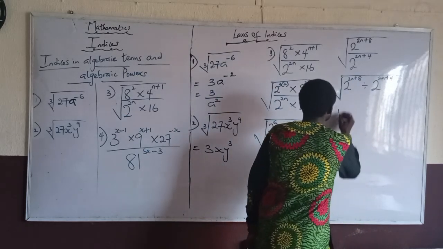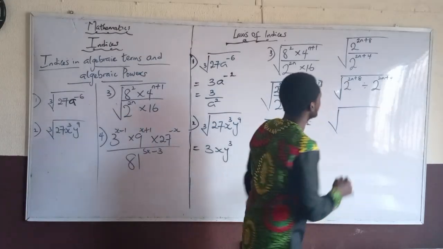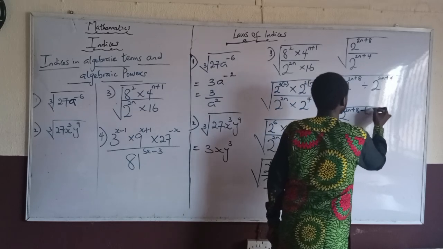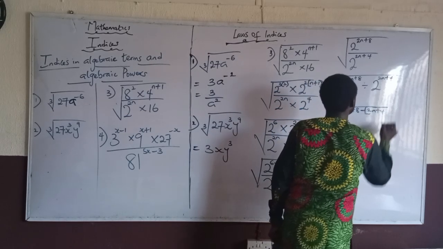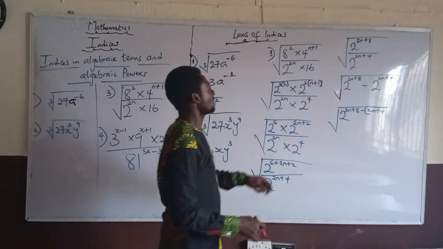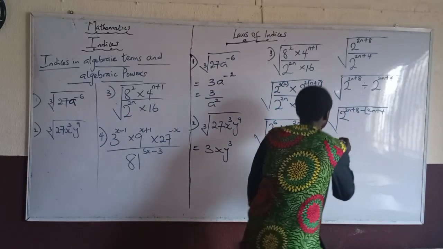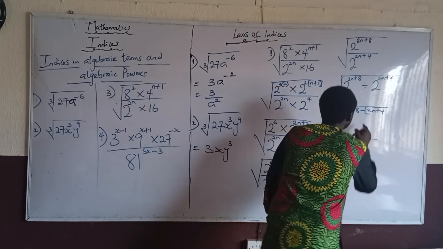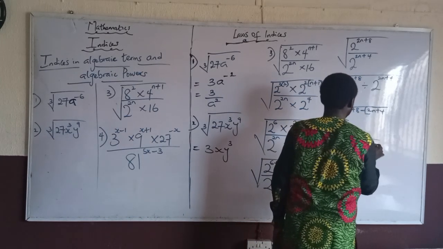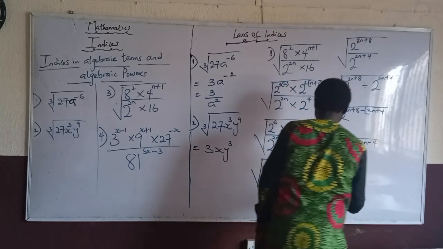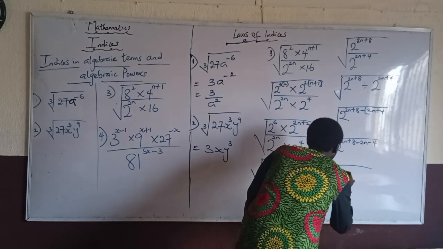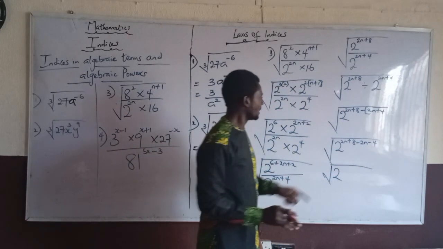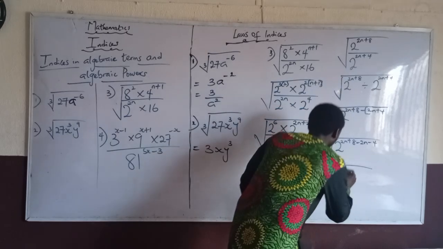So here becomes square root. I'll pick one. Here is 2 raised power 2n plus 8 minus 2n plus 4. Why am I reading minus? Because I have division. So here is square root of 2 raised power 2n plus 8 minus times plus minus 2n minus times plus minus 4. So here becomes square root of 2n minus 2n is 0. Then 8 minus 4 is 4.